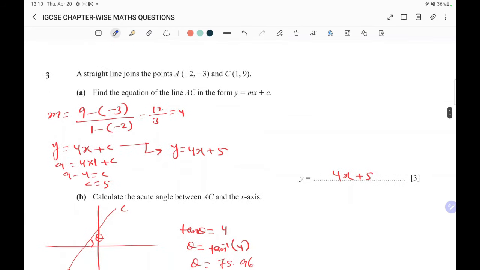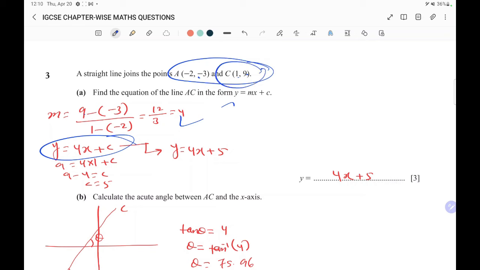Now come to the third question. A straight line joins the points A and C. Find the equation of line AC. So first we need to find the gradient. So 9 minus of minus 3 over 1 minus of minus 2. So 9 plus 3 is 12, 1 plus 2 is 3, which gives 4. Now y equals mx plus c, m is 4, so y equals 4x plus c. Now substitute one of the points. I'm going to substitute 1 comma 9.